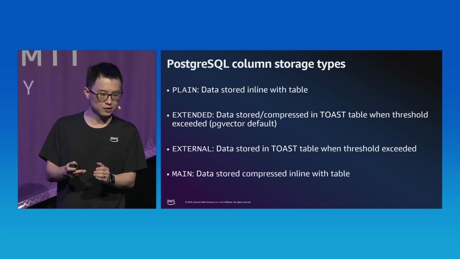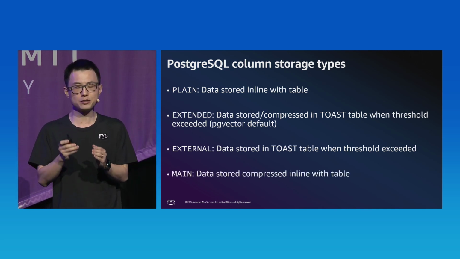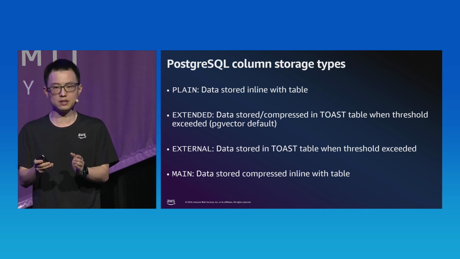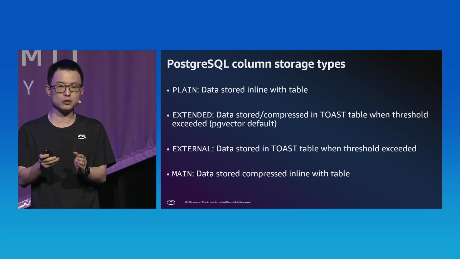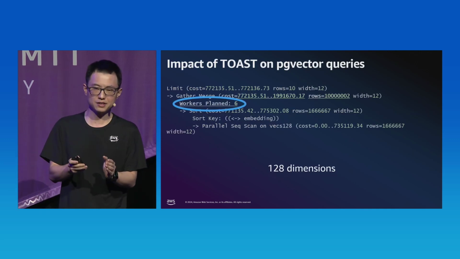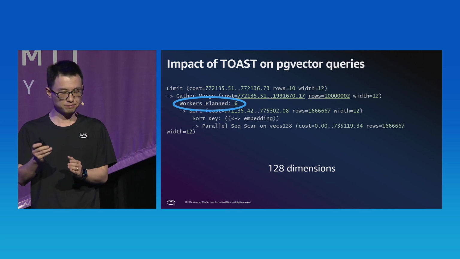And the fourth storage type is the main storage type. The data in main storage is compressed in line with the table, so this is irrelevant to our vector data. So how does this impact our query on the embedding data?